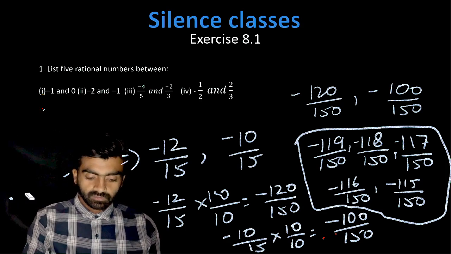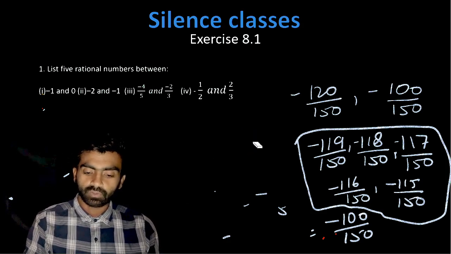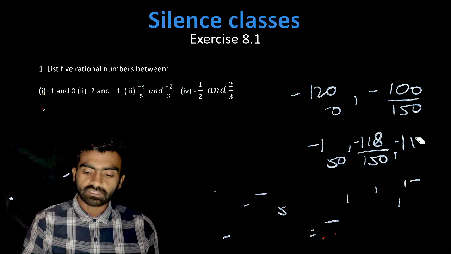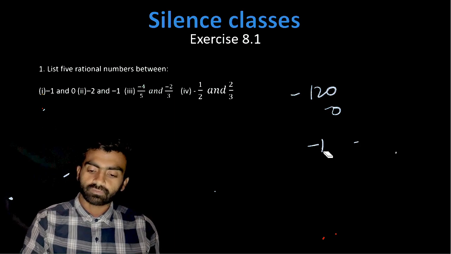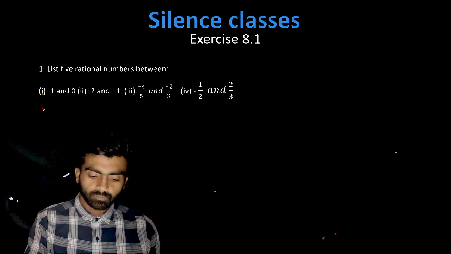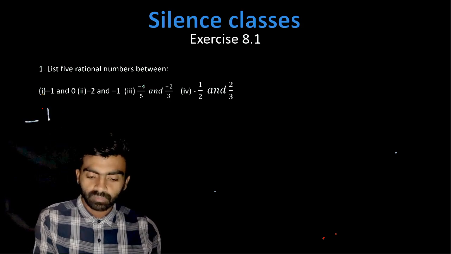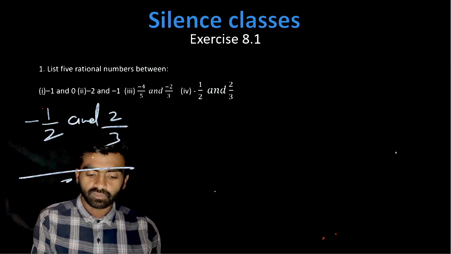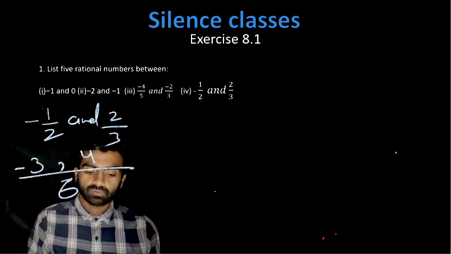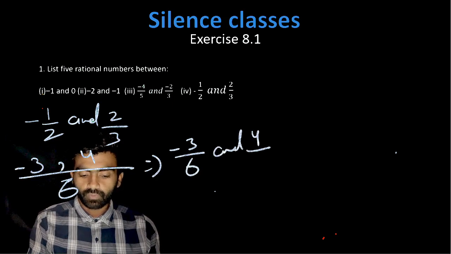Now the last part of this: minus 1 upon 2 and 2 upon 3. Again, you can check the denominators are not the same. First of all, you can tell me what we can do. Please comment what we can do over here. We can take the LCM, which is 6. Minus 1 upon 2 becomes minus 3 upon 6, and 2 upon 3 becomes 4 upon 6.